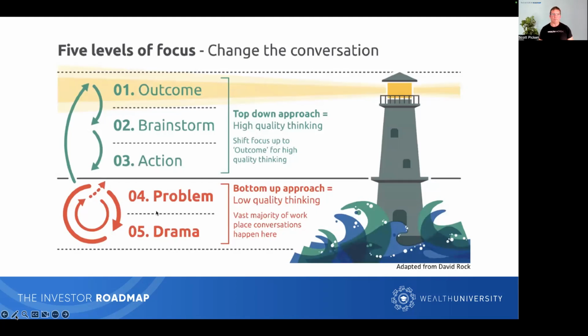95% of the world's caught up in problems and drama. We're not interested in the problems and drama. That's a bottom-up approach. It's low-quality thinking. This is about high-quality thinking, and it's all about getting clear on the outcome. So the first way, get in a like-minded group, all pulling in the same direction. And the second, get very clear on your outcomes.